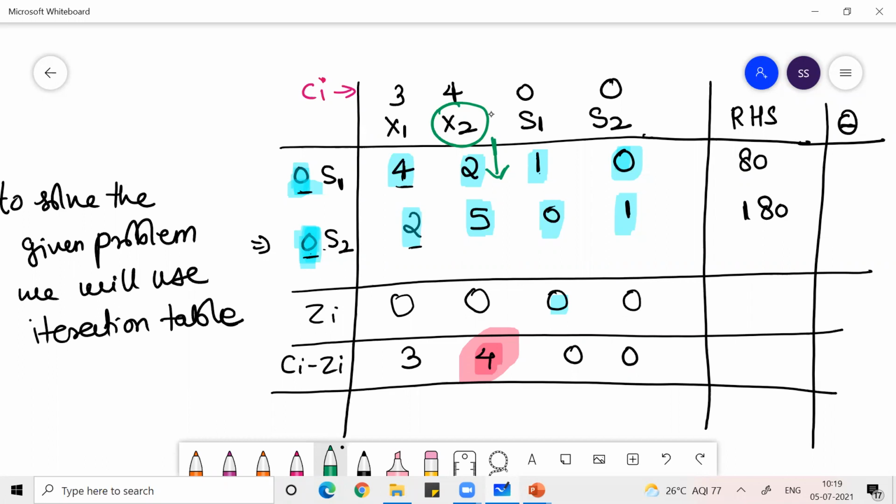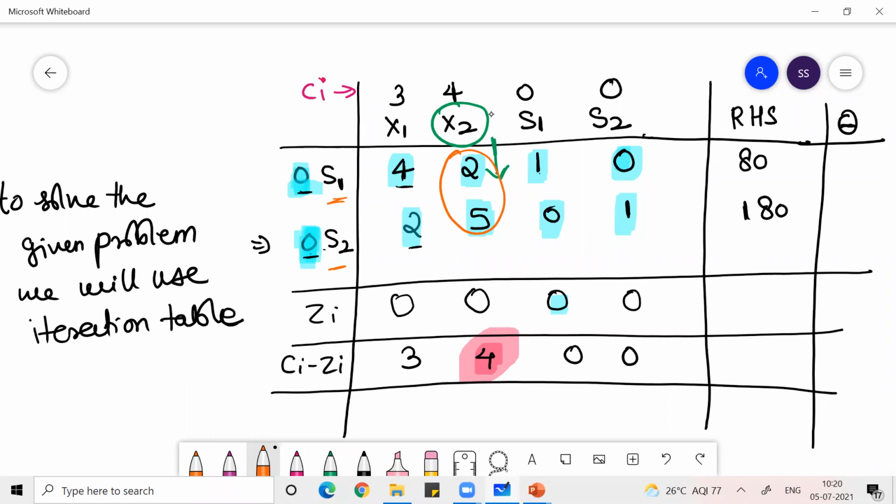Out of all Ci minus Zi, the highest one is 4. So the variable corresponding to 4 is x2. It means x2 will enter into the solution. Now x2 will either replace s1 or s2, because there are two dummy variables, s1 and s2, currently assigned in the given table.